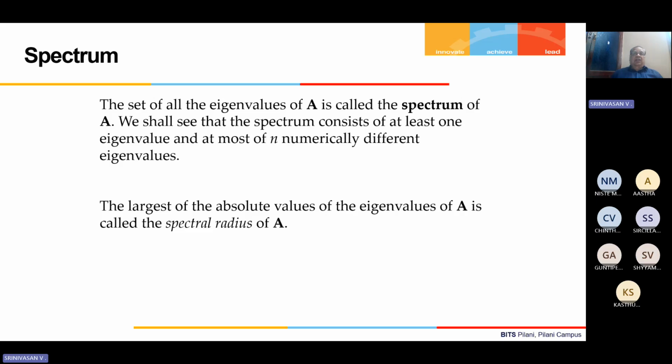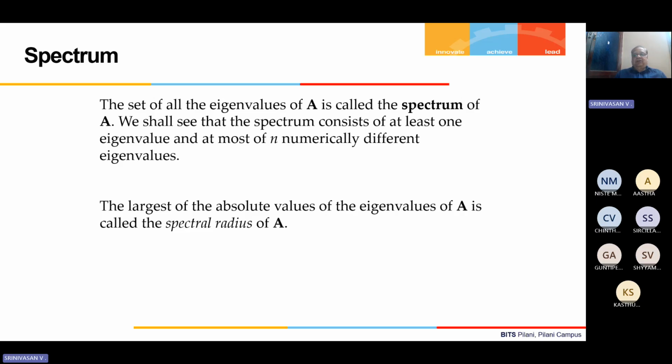The largest of the absolute values of the eigenvalues of A is called the spectral radius of A. So what do you mean by absolute value? Suppose you have minus 4, 1, 2 as eigenvalues. Which is actually greater? 2. 2 is the largest, isn't it? 2 is greater than 1, and 1 is greater than minus 4.